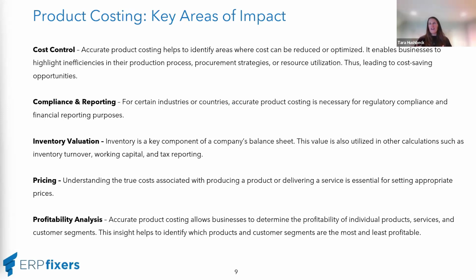Because if we drill into that and say it's pivotal, why? Product costing really has an impact on, first of all, your cost control. Without accurate product costing, it's really tough to know where you have inefficiencies in your production process. Maybe you have some opportunities within your procurement strategies or within your resource utilization. So understanding your product cost can really help you have more cost saving opportunities.